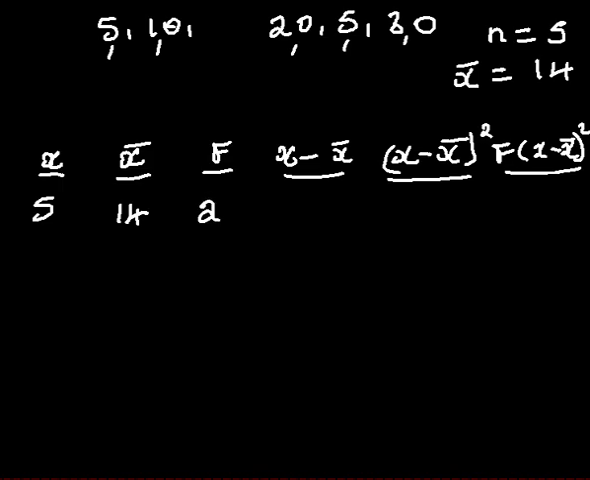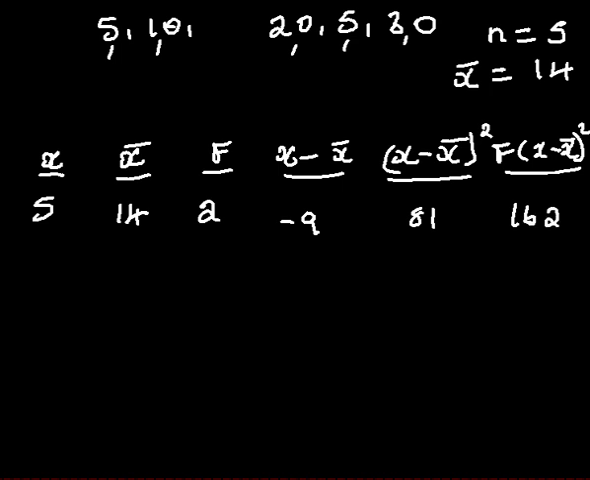Then we have 5 minus 14, and that is negative 9. And negative 9 to the power 2, what would be that? We have a positive 81. Mind you, as you are pressing this on your calculator, you should include the brackets with the power 2. Then I will have 81 times 2, which is the frequency. So in this case, we have 162.